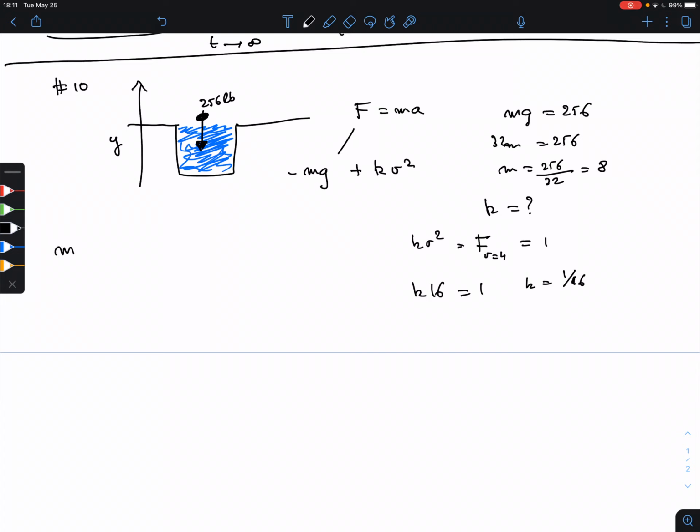m a is m v prime. Oh, we know what m is, sorry. Okay, let me write down the formula again. So this is what we're dealing with, right? Let me write it out and then fill in the constants. So we have m v prime, I'm writing a as v prime already, equals minus mg plus kv squared.